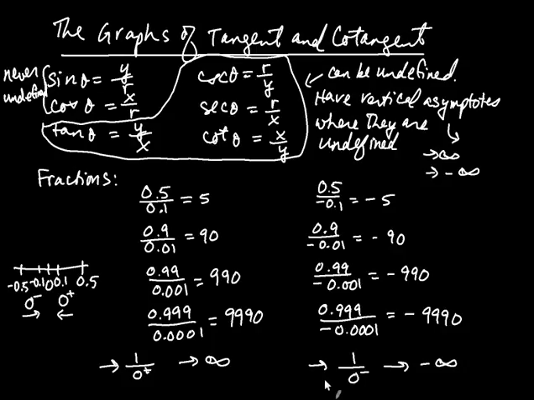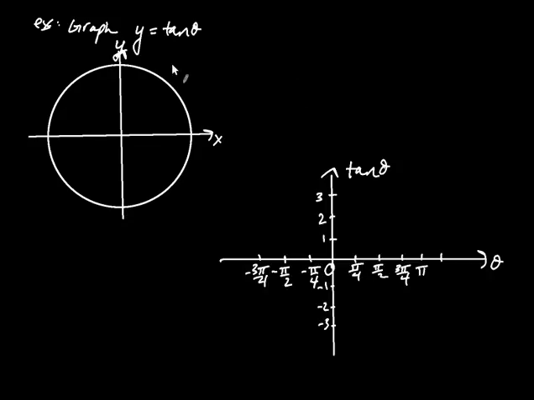So two things to notice, and it's that 1 over 0, when you get towards that, you're either going to get positive or negative infinity, and whether you get positive or negative infinity all depends if the denominators were positive or if the denominators were negative. Okay? So with that in mind, let's go ahead and graph tangent. Lots of background for this one. I know, it's kind of confusing. Okay, so we're going to graph tangent.